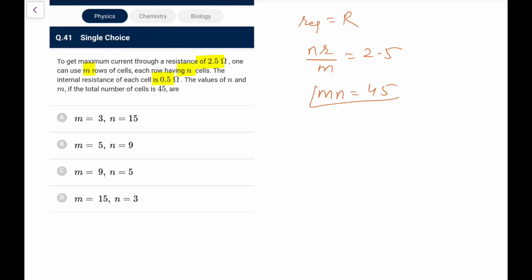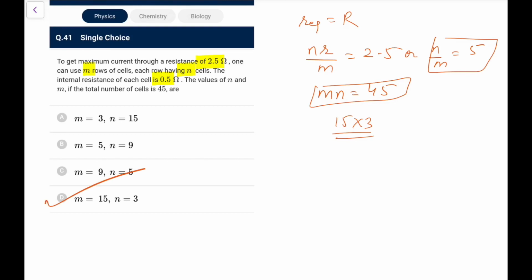So first of all, m into n is 45, and from above, n upon m comes out as 2.5 upon 0.5, that is 5. We need to use 45 cells. The ratio is 5, the product is 45. I can make it 15 into 3. So n is 15, m is 3. Similar question I think we did some time back. Sorry, n is 15, not m. n is greater, so don't make such a mistake after solving all this. M is 3, n is 15.